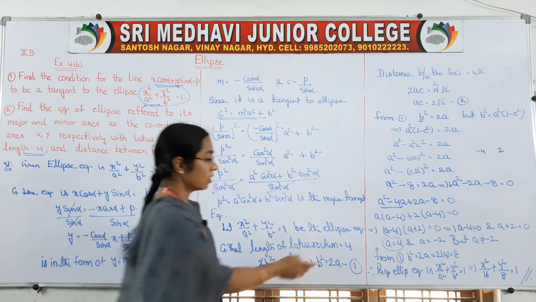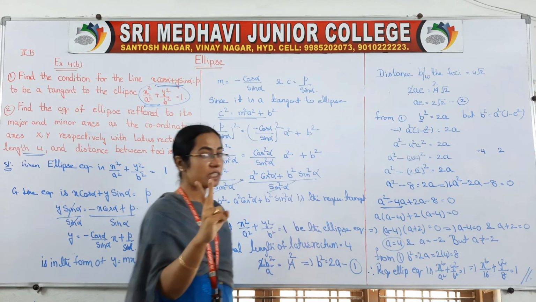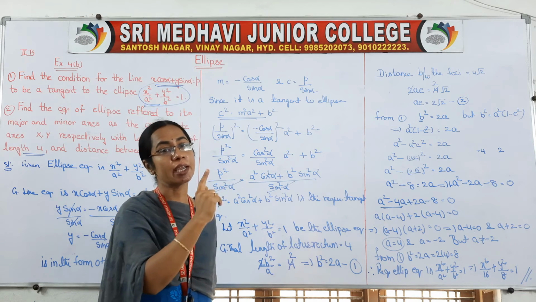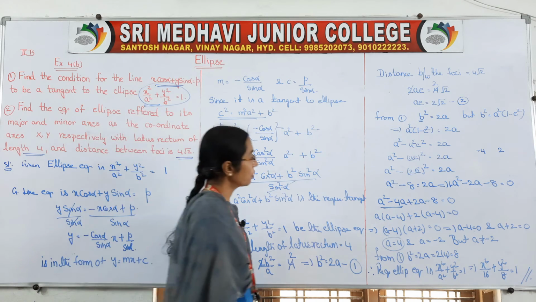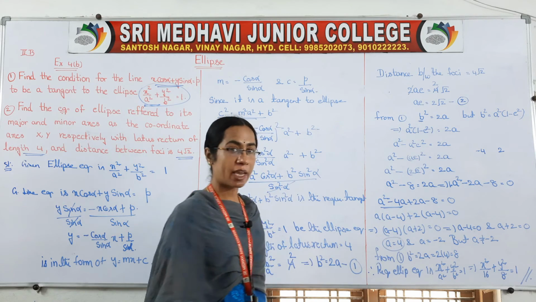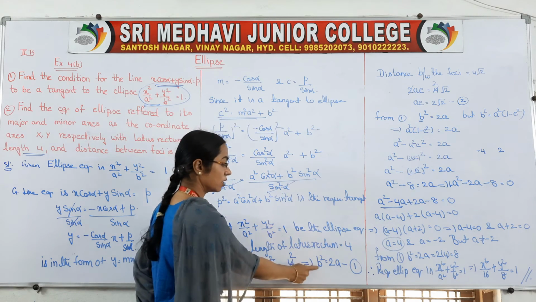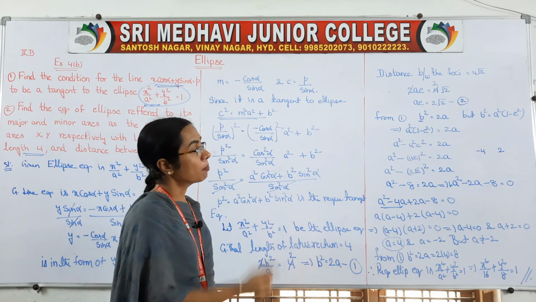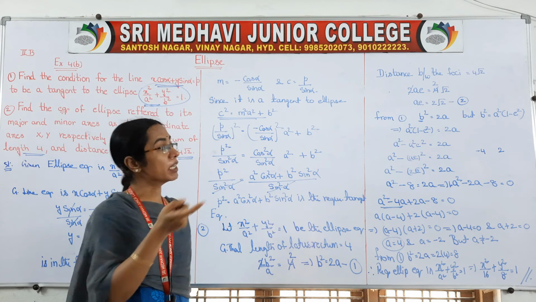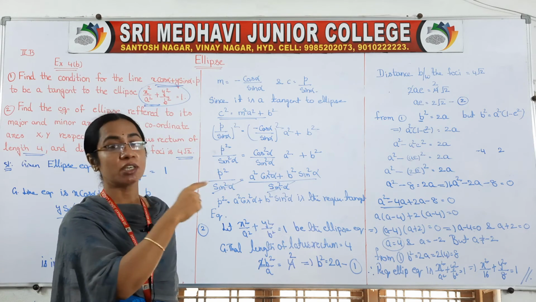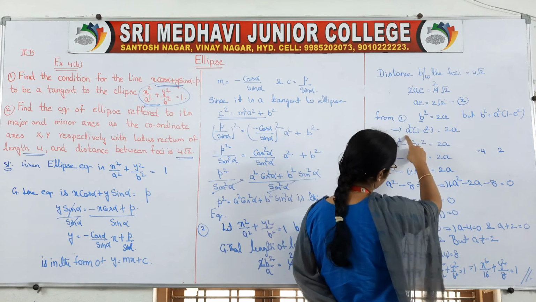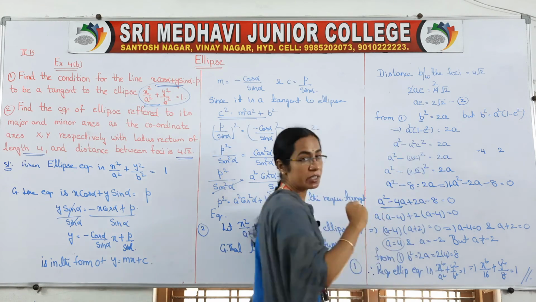By using these two conditions given to us, we have to get our a and b values. So, how will we get it? From the first one, b square is equal to 2a. But what is b square? Whenever a is greater than b, the b square value is a square into 1 minus e square. So, in the b square place you can take a square into 1 minus e square.